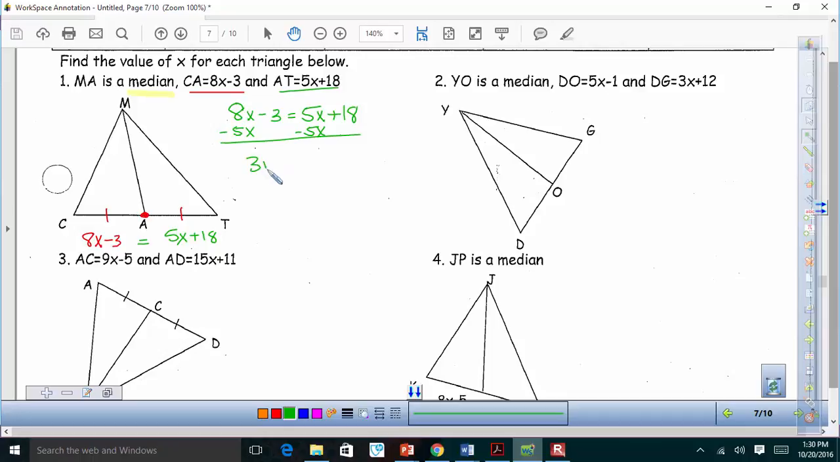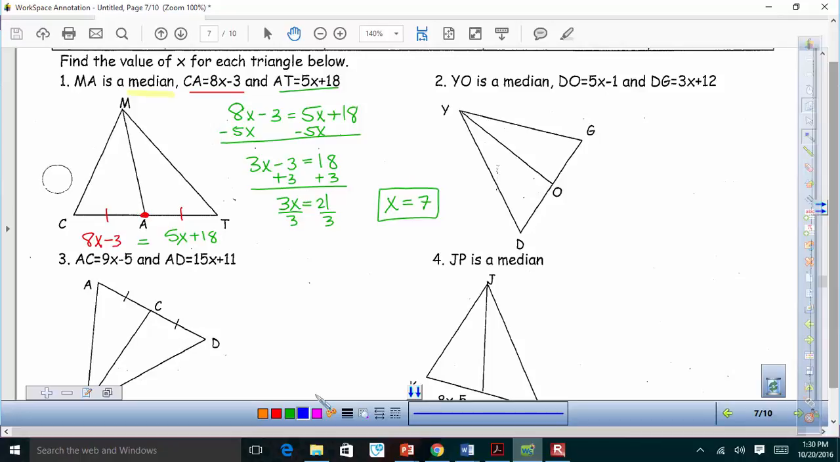That gives me 3x minus 3 equals 18. We would then add 3 to both sides. 3x equals 21. Then we would divide by 3, and x equals 7. Is that pretty simple? Yes.